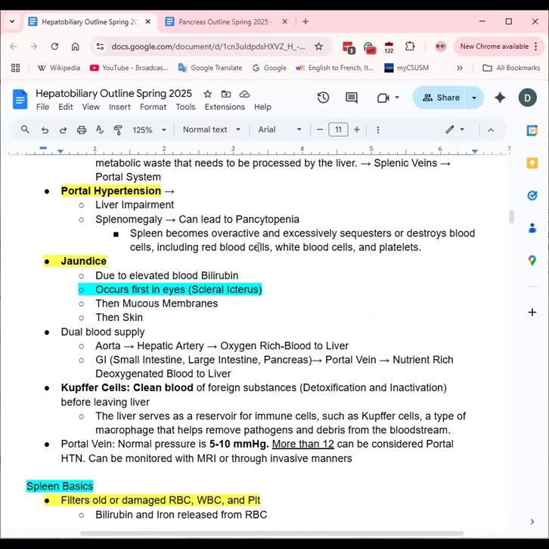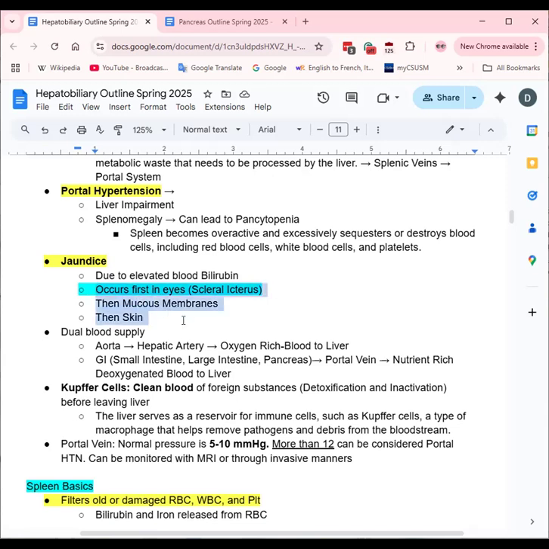One of the things of note is that when jaundice is a slow process, it usually will occur first in the eyes, and that's called scleral icterus. So you will see when someone has jaundice, you don't just see it in the skin, you can see it also in the sclera, so that's the white parts of the eyes. You can see it in their mucous membrane. So if they open their mouth, it might be yellow inside there.